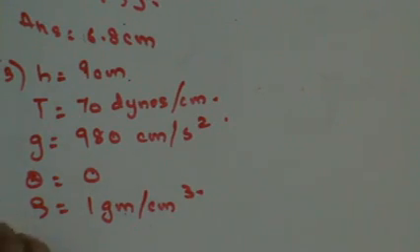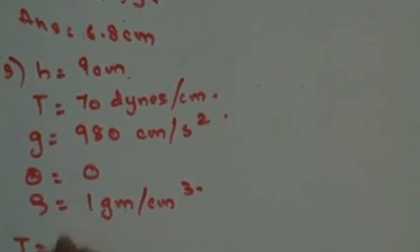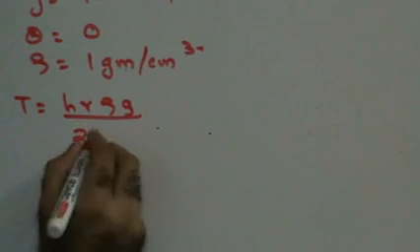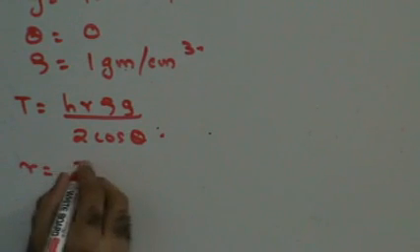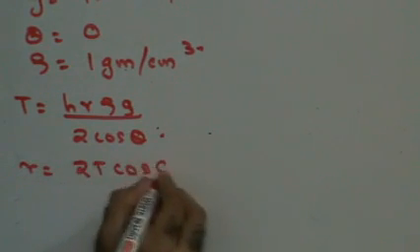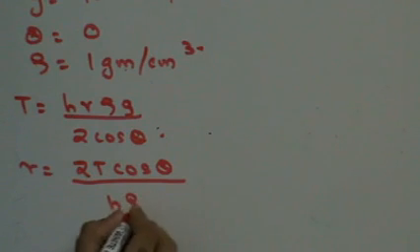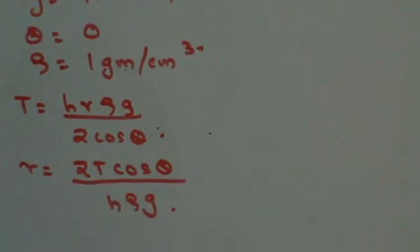I can say that T is equal to h r rho g upon 2 cos theta. You have to find out r here. So I can say r is equal to 2T cos theta upon h rho g. Substitute the values. You should be able to get the answer for this. The answer for this should be 0.0318 centimeters.